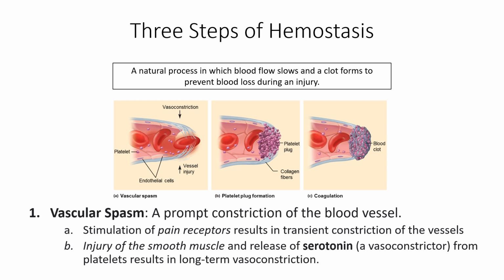So next thing that we're going to talk about here is hemostasis. Hemostasis is a natural process in which blood flows and a clot forms to prevent blood loss during an injury. Think hemo meaning blood, stasis meaning stopping. So hemostasis meaning stopping blood flow, stopping blood loss.